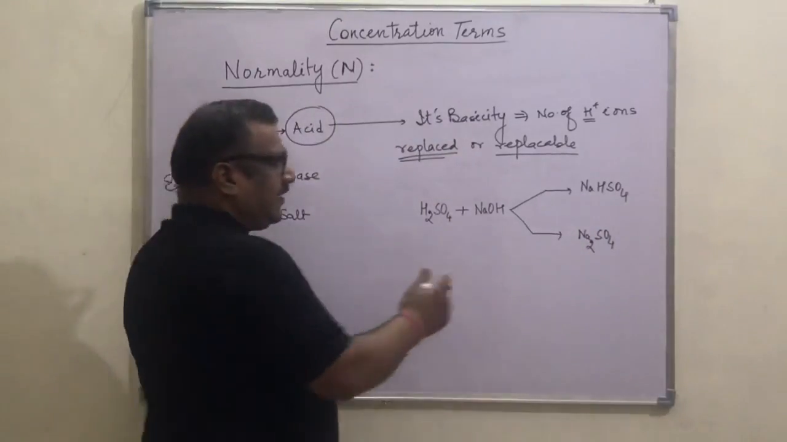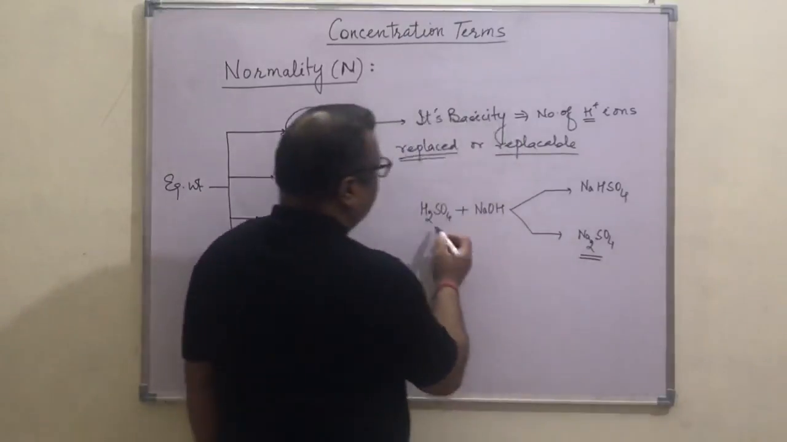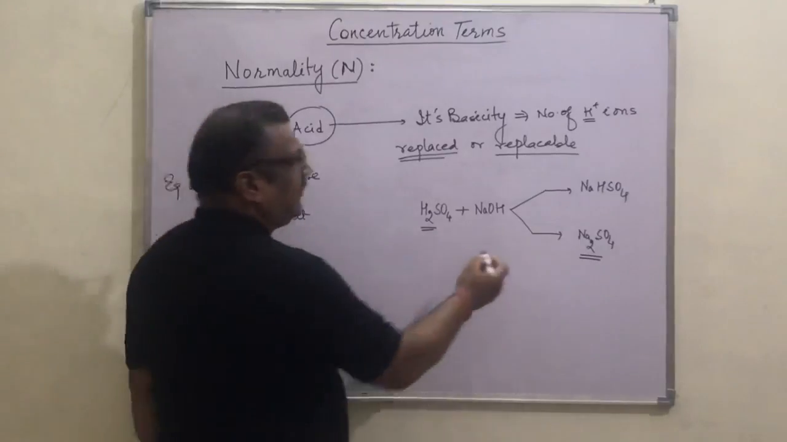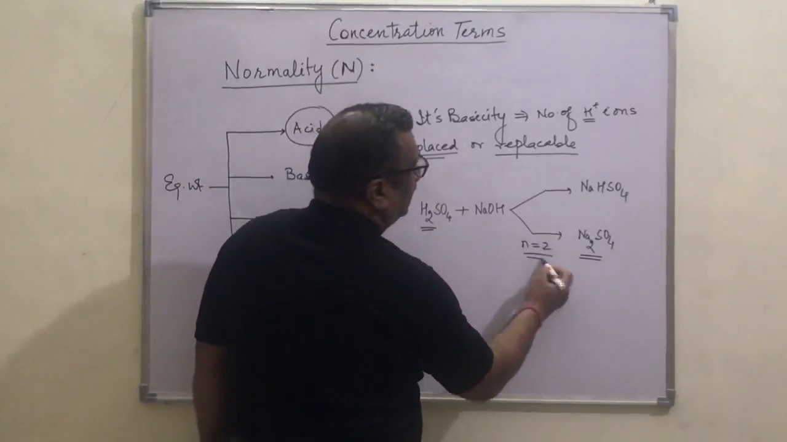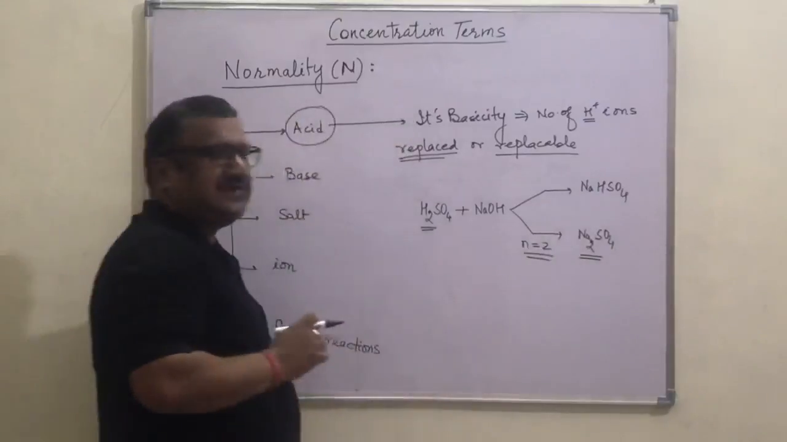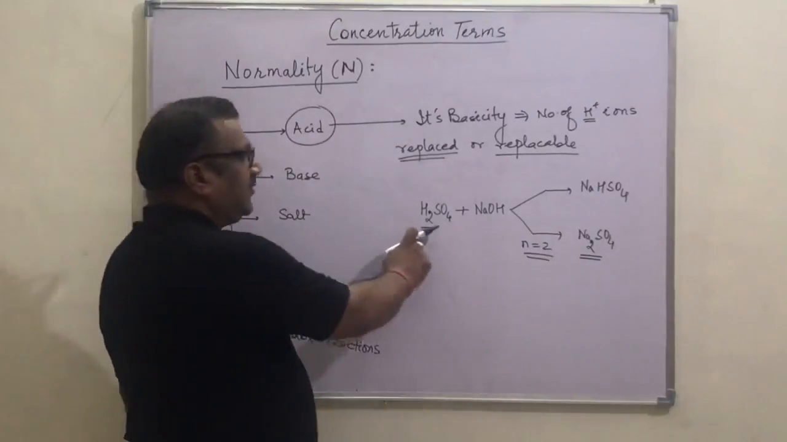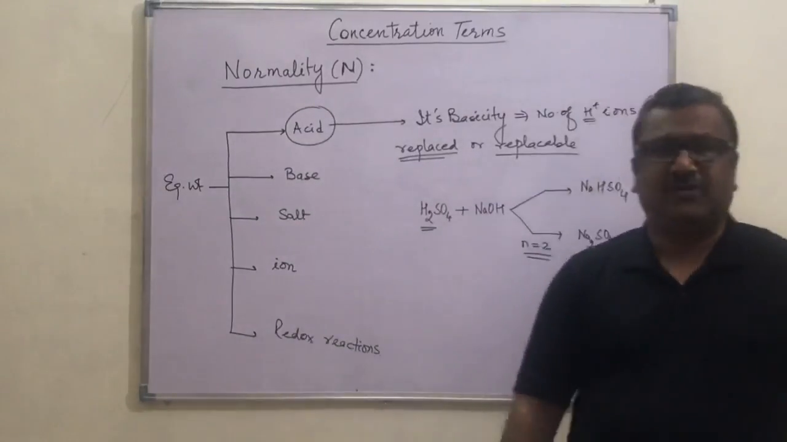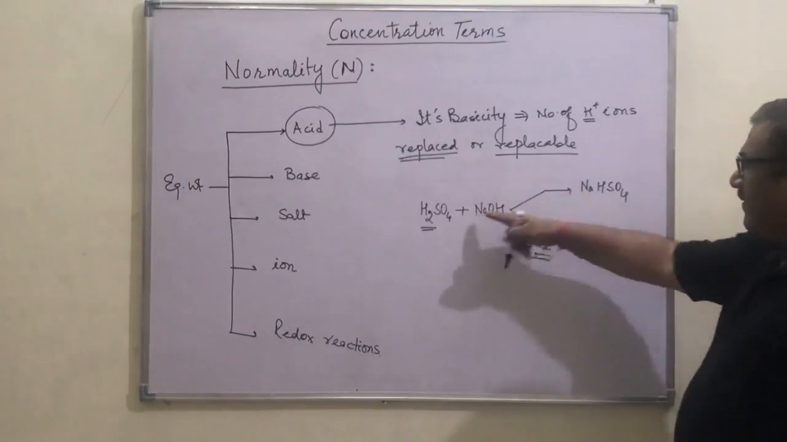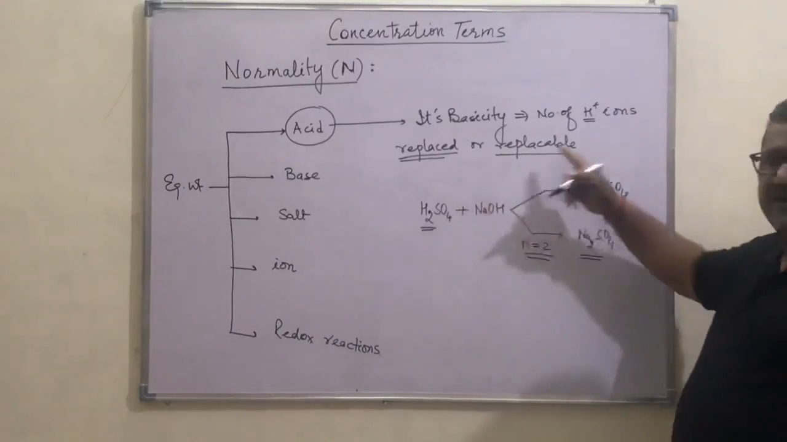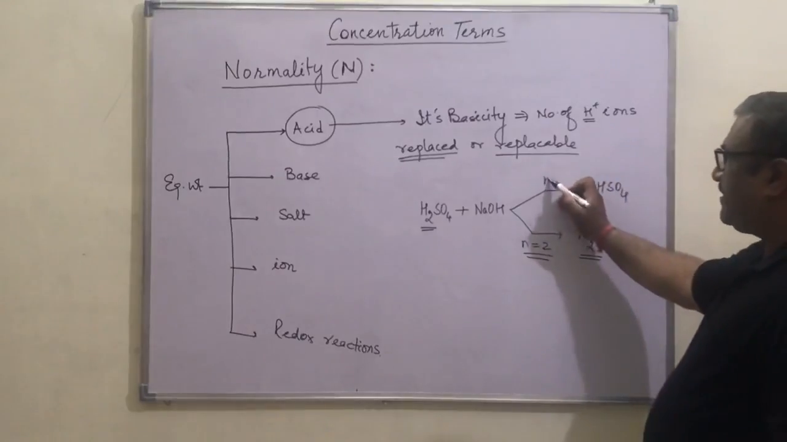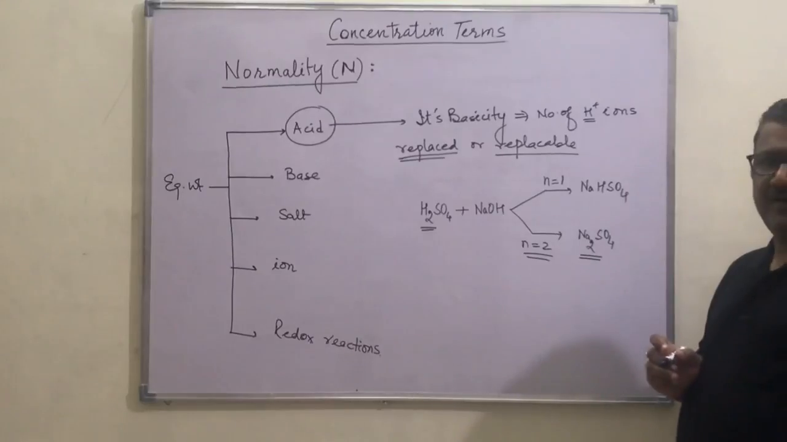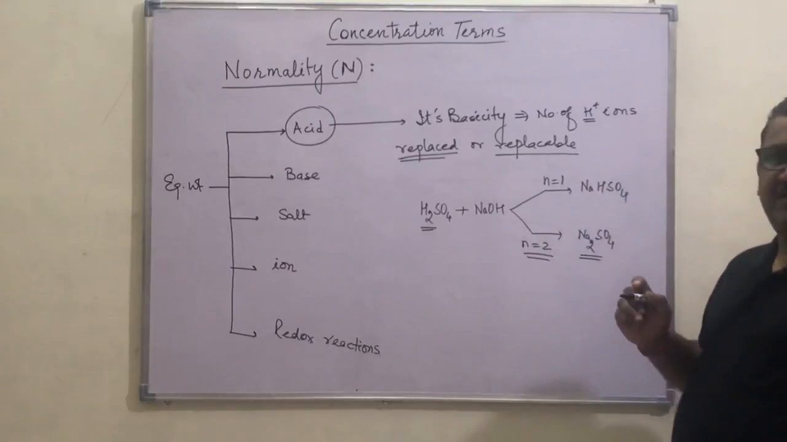So if we are making sodium sulfate, then we are replacing both the hydrogens of sulfuric acid, and for this n factor will be 2. But here in the case of sodium bisulfate, we are not replacing both the hydrogen atoms. We are replacing only one, not both. So if we are preparing sodium bisulfate using this reaction, for that purpose the n factor of sulfuric acid will be taken n is equal to 1. It will not be 2 in this case.